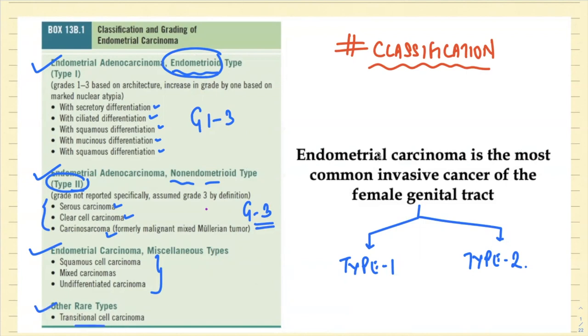So the most important classification is that there are two main types. One is the endometrioid or type 1 endometrial carcinoma, and then we have the non-endometrioid or type 2 endometrial carcinoma.